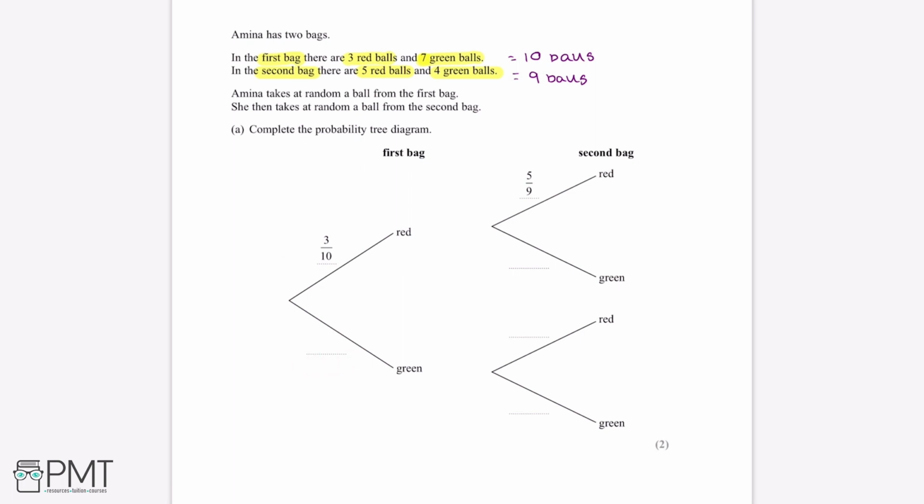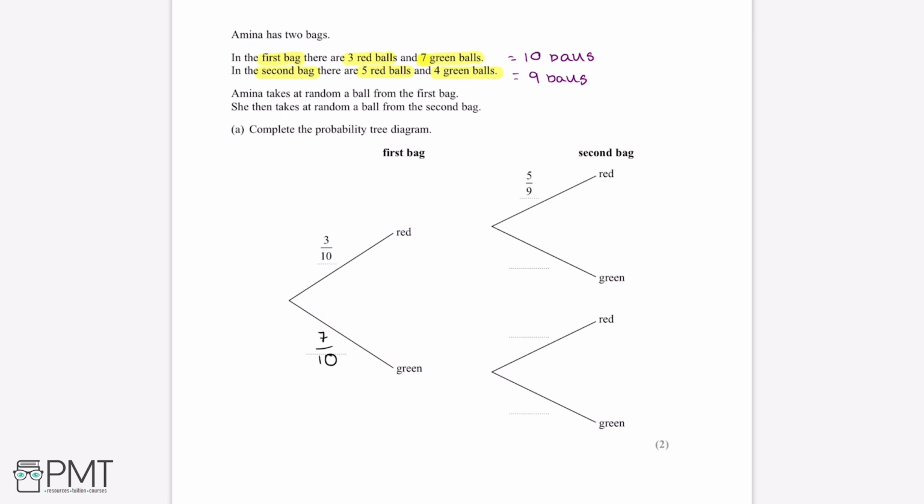So if there are 7 green balls in the first bag, and there are 10 balls in total, then the probability of choosing out a green ball from the first bag will be 7 divided by 10. So now we can move on to the second bag.